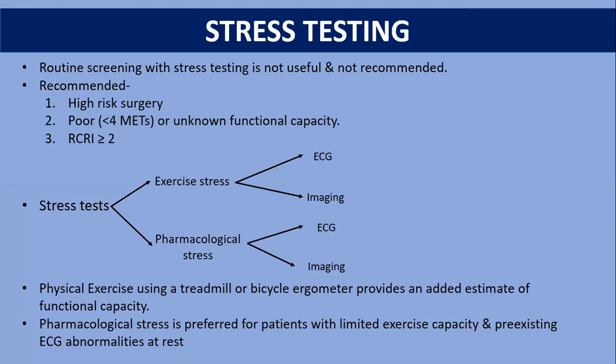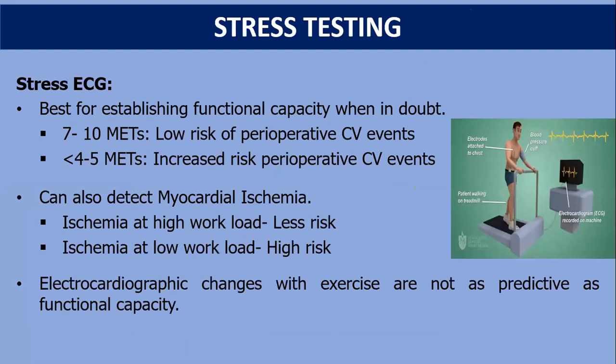Physical exercise using a treadmill or bicycle ergometer provides an added estimation of functional capacity apart from diagnosing ischemic heart disease by observing ST segment abnormalities. Pharmacological stress test, as you know, is preferred for those cases where the patient has limited exercise capacity or pre-existing ECG abnormalities at rest. You see the stress test: where the patient has 7 to 10 METs functional capacity, there is low risk of perioperative cardiovascular events; less than 4, increased risk.